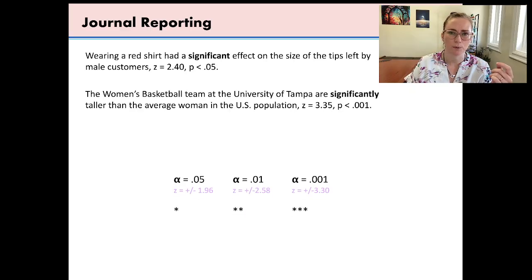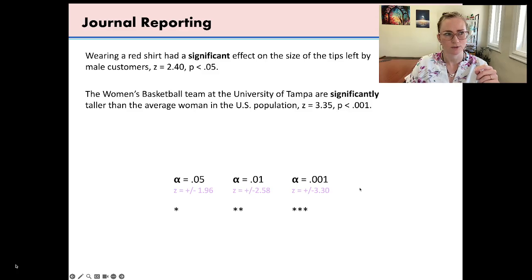If we want to report it in terms of figures, if we want to show graphs, we can use asterisks to indicate that. So one asterisk is an alpha level of 5%, two asterisks is 1%, and then three asterisks indicate 0.1%.